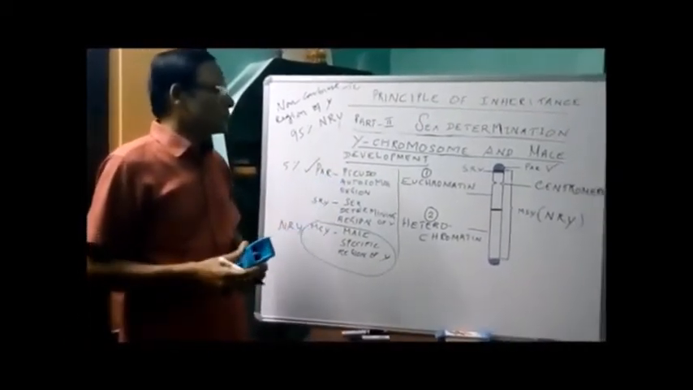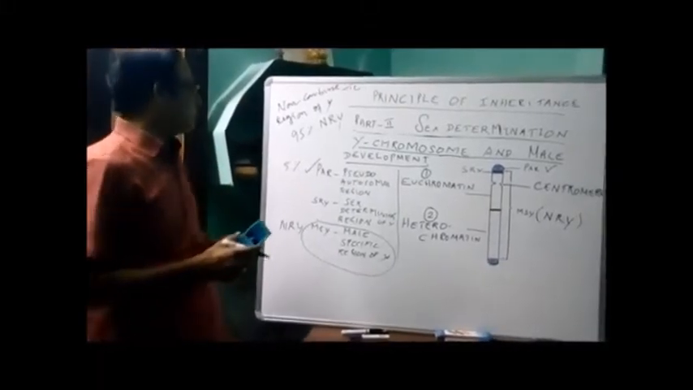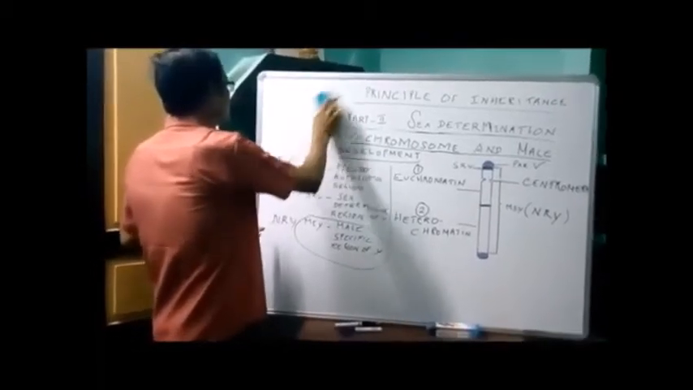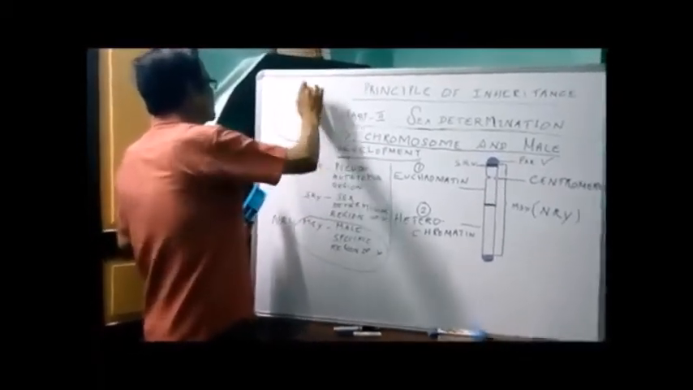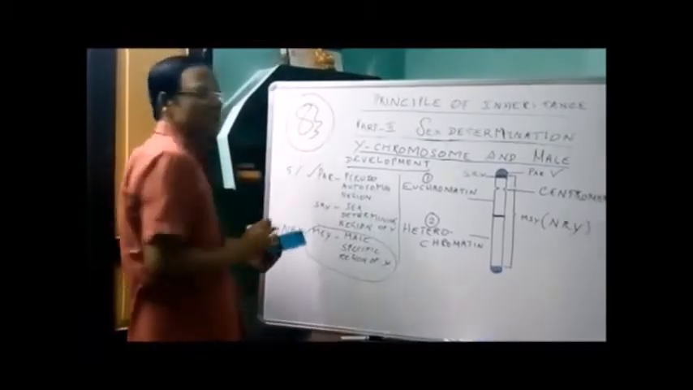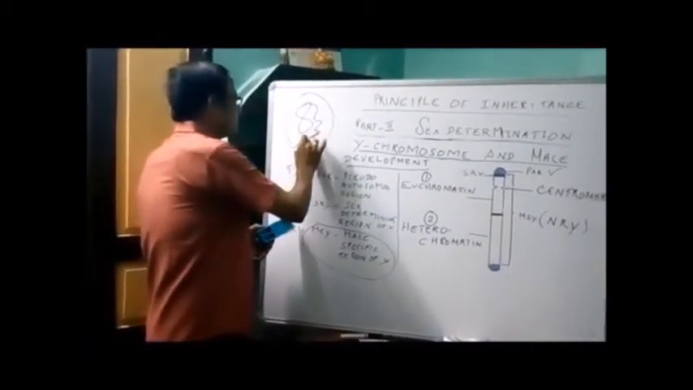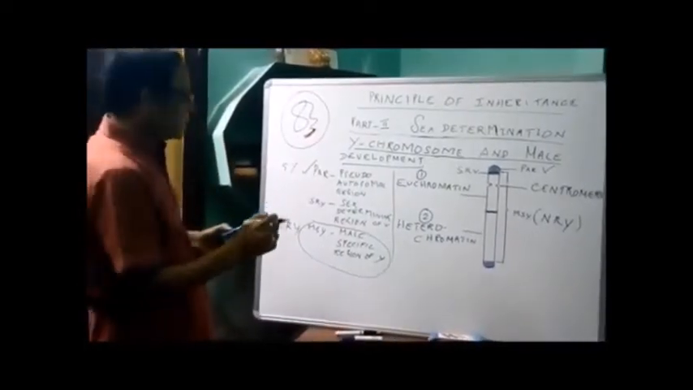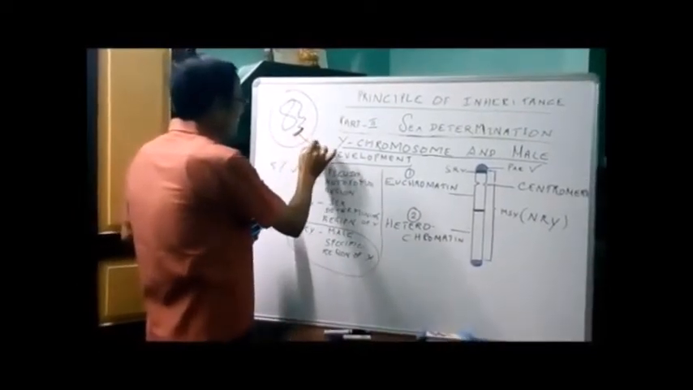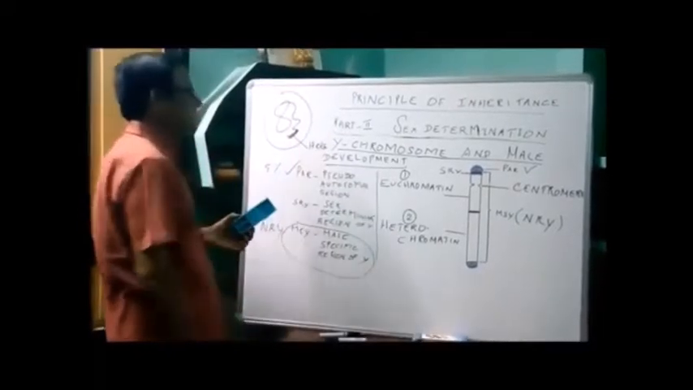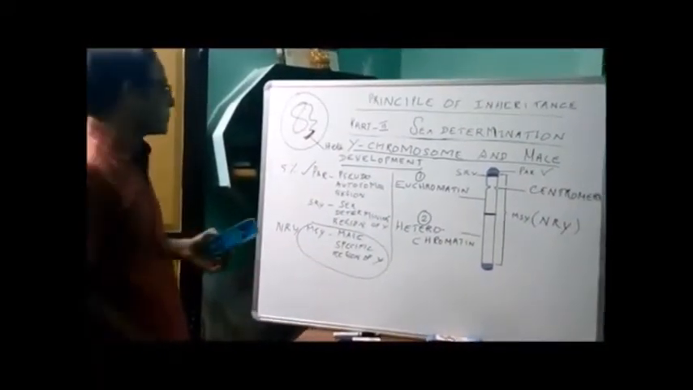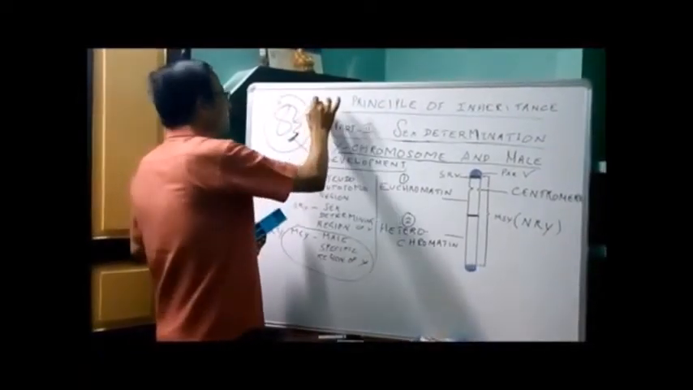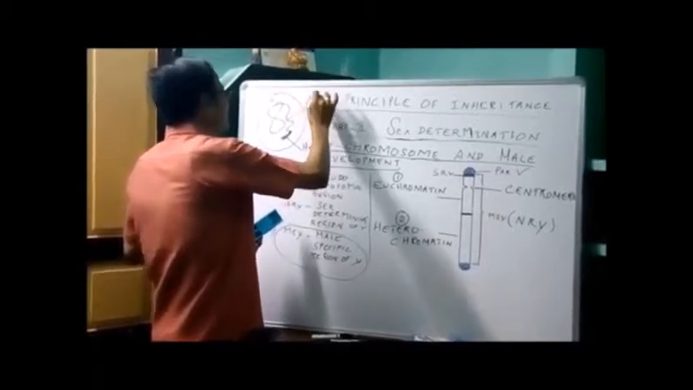What is the difference between euchromatin and heterochromatin? Suppose this is an interphase nucleus; we have the chromatin fibers. At certain regions, there is a condensed region of chromatin. The condensed region of chromatin is called heterochromatin, and the diffuse region of chromatin is known as euchromatin.